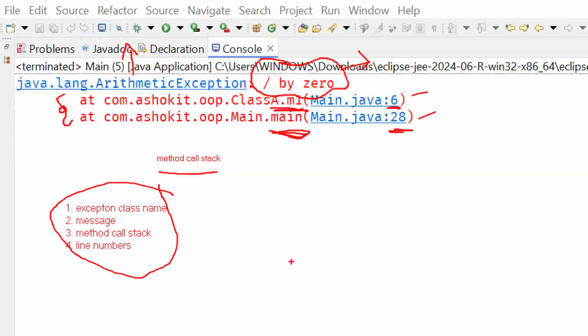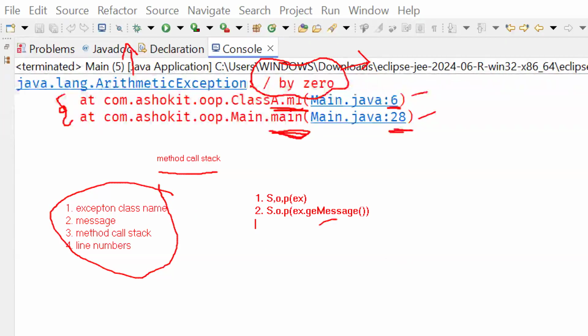Tell me finally, how many ways are there to display the exception details? Three ways. One is System.out.println of the exception object. Second, System.out.println of ex.getMessage(). By calling the getMessage method, getMessage returns only the message, like divided by 0. Only the message, right?